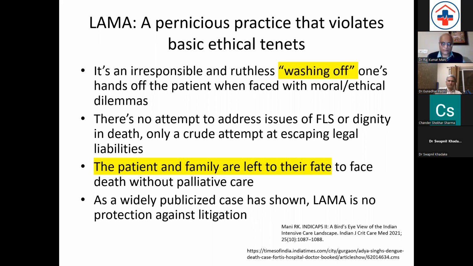And as a widely publicized case has shown, LAMA is no protection against litigation. You will find this case I have quoted here in the public domain, Aarya Singh versus hospital, where they sent a young teenager patient through LAMA, but it only led to great suffering and a big litigation.